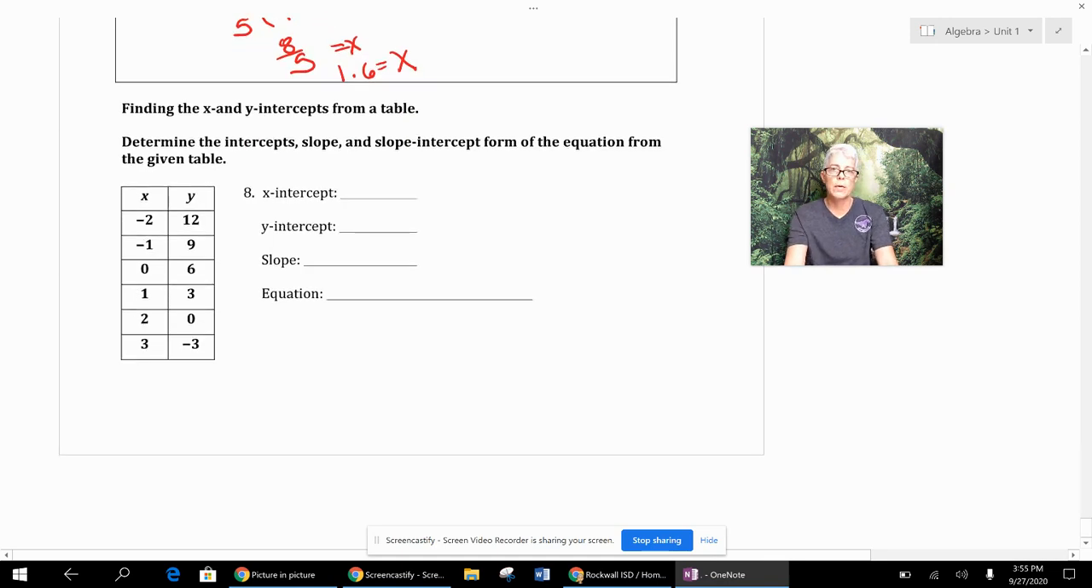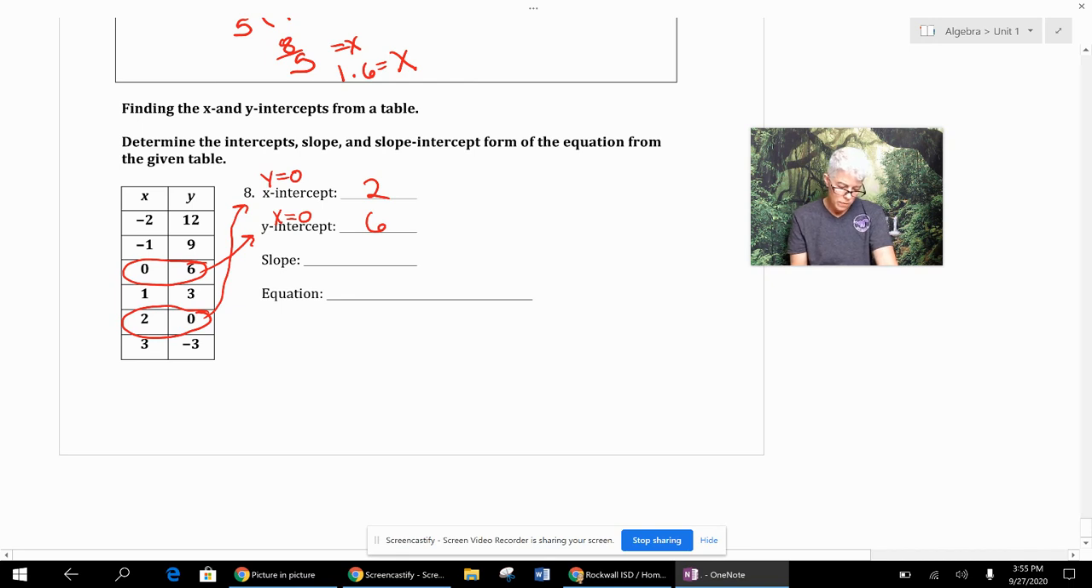Again, these can be super easy. You might remember this back even from 6th grade math. So with the x-intercept, y equals 0. So I look over here where y is 0. So that is my x-intercept. For the y-intercept, x equals 0. So I find that.